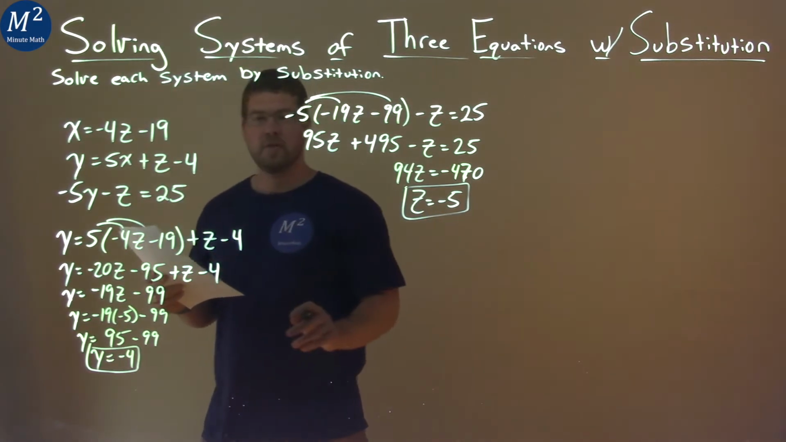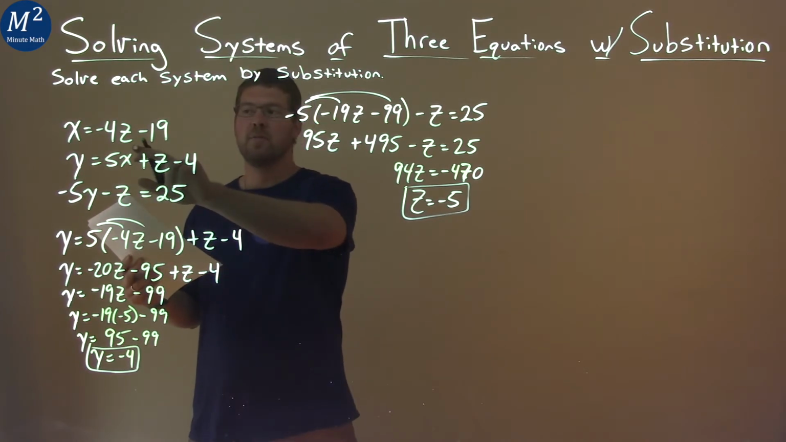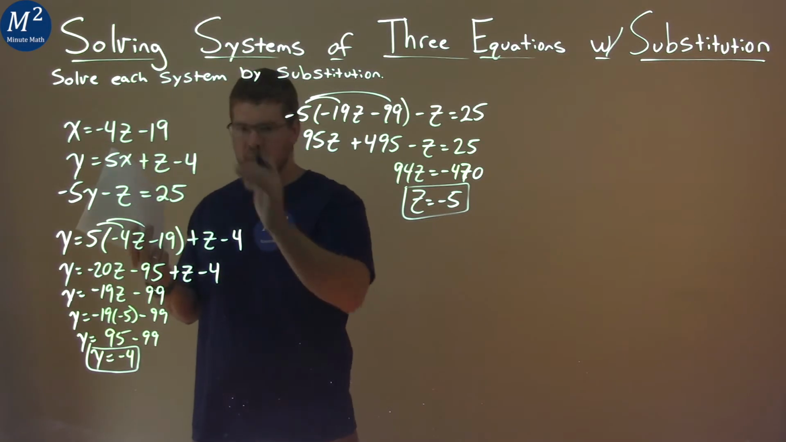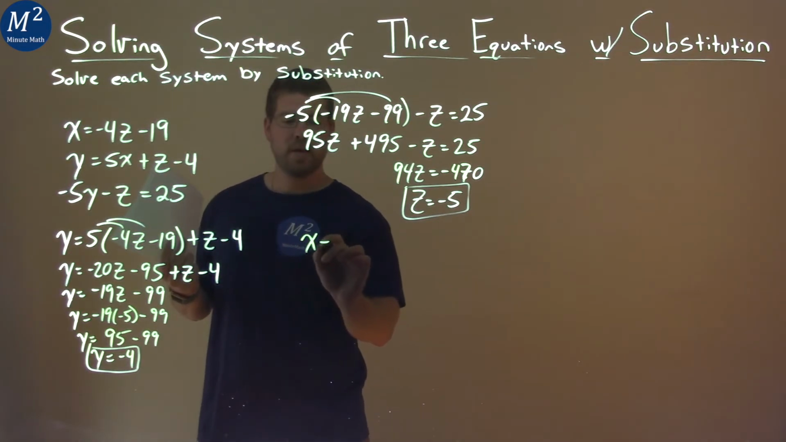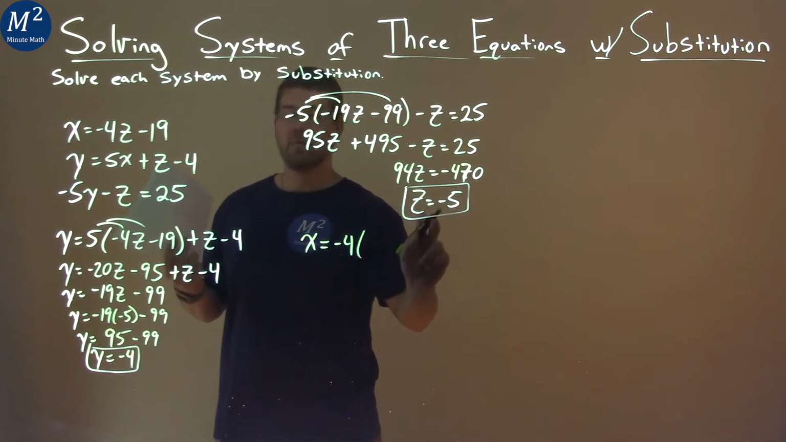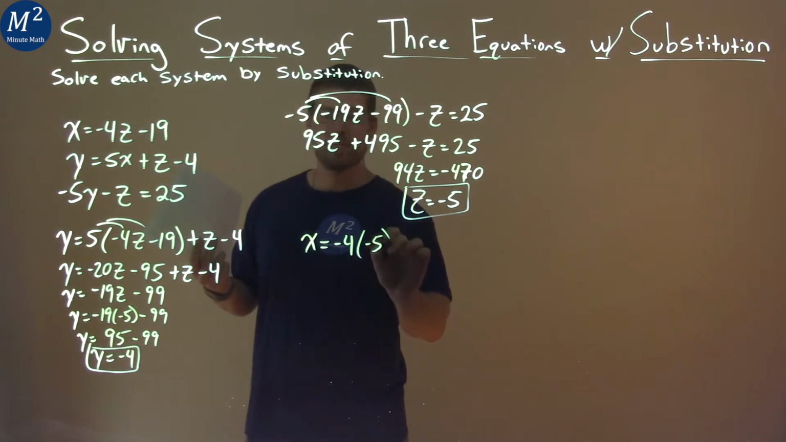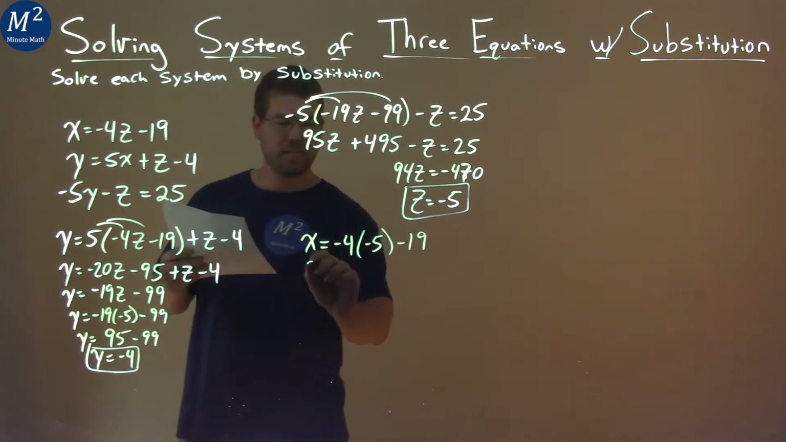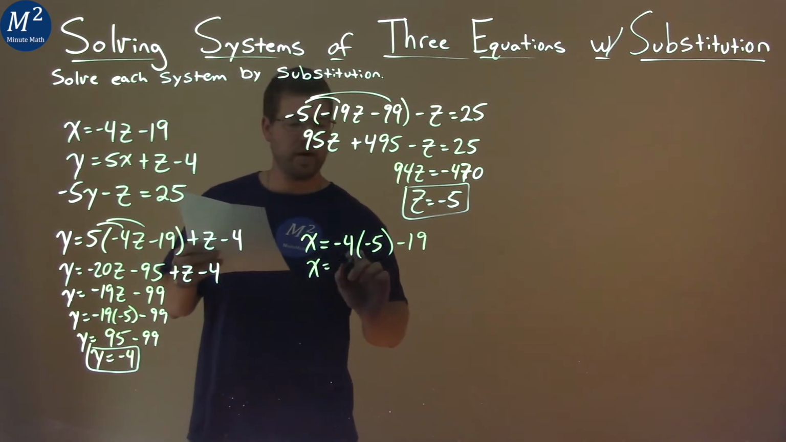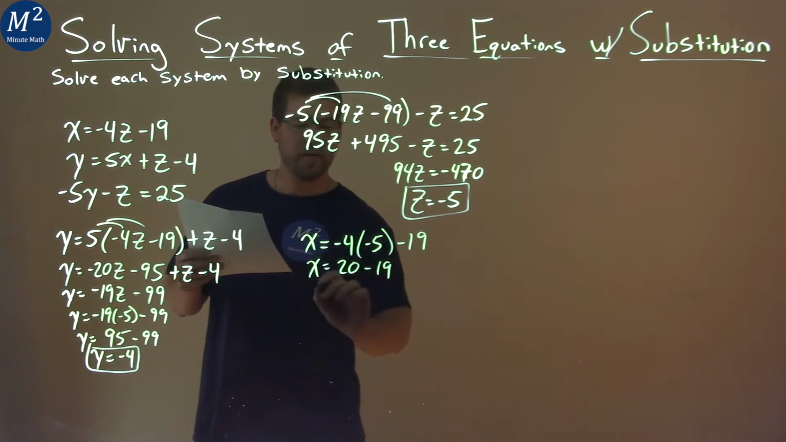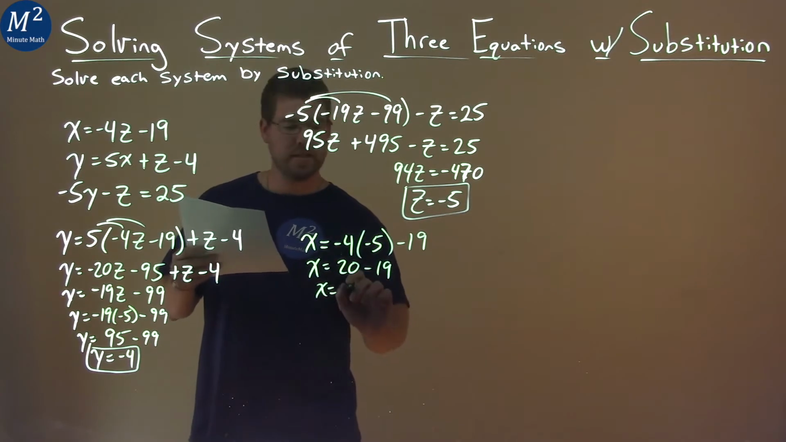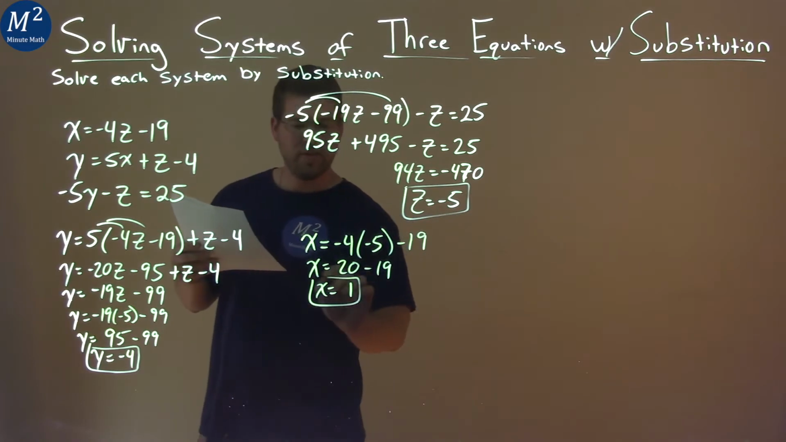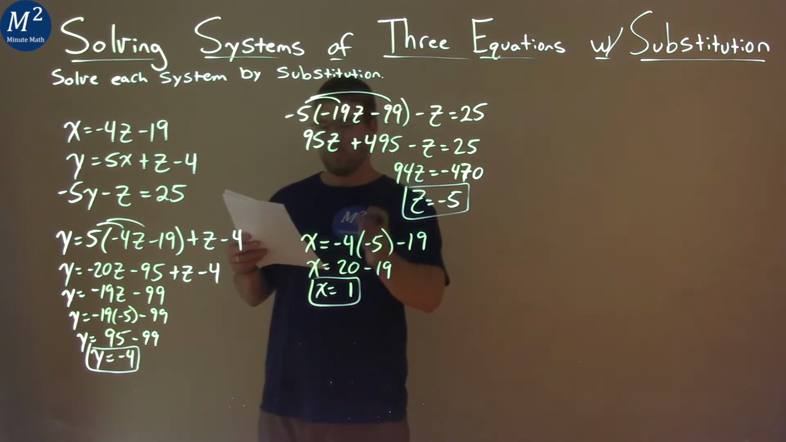So let's go find our x value. Well, our first equation here we can use. It only has y equals a part that has a z in it. So let's rewrite that. X equals negative 4, but instead of z, we're going to put a negative 5 in. And then we have minus 19. Simplify that out. X equals negative 4 times negative 5 is a positive 20, minus 19. And 20 minus 19 is a positive 1.